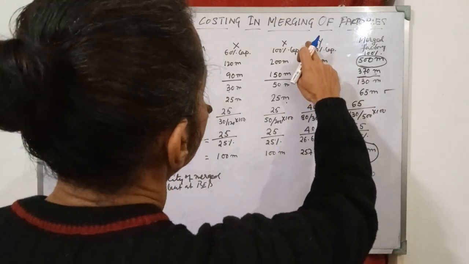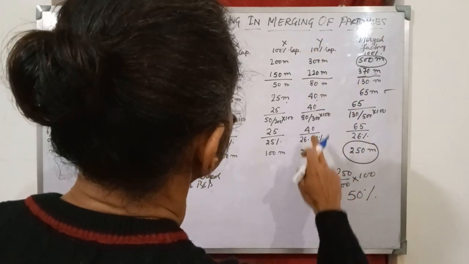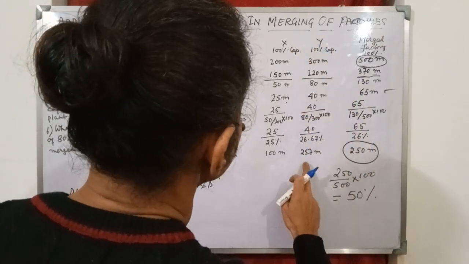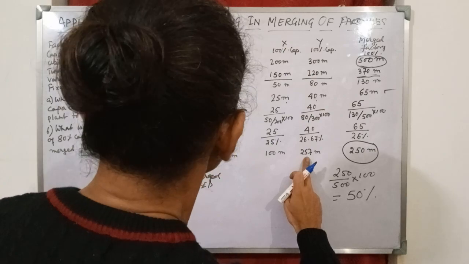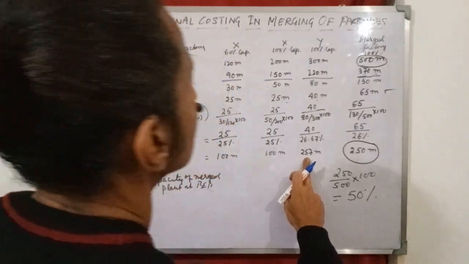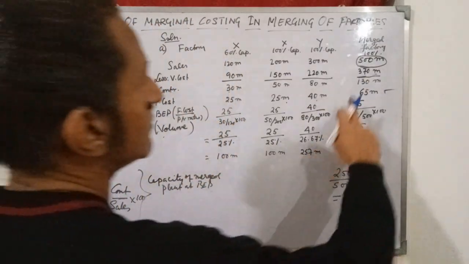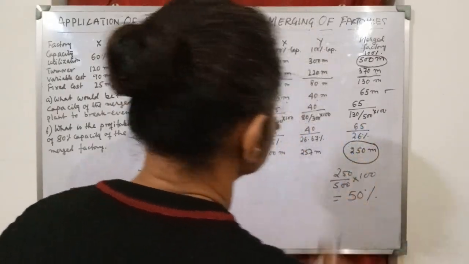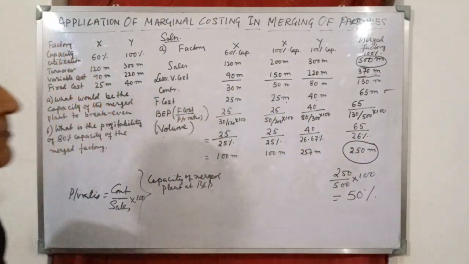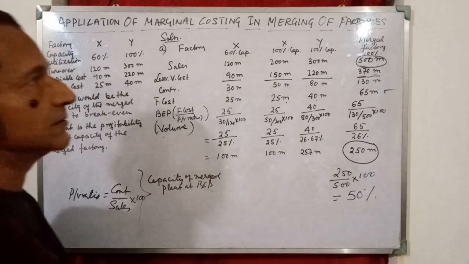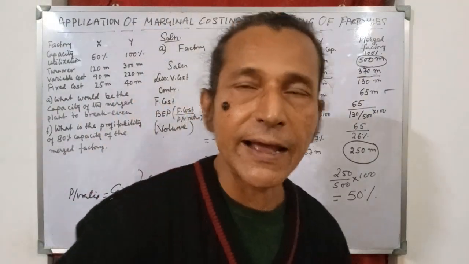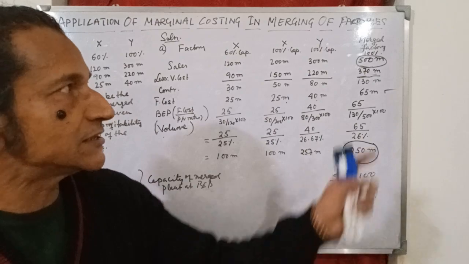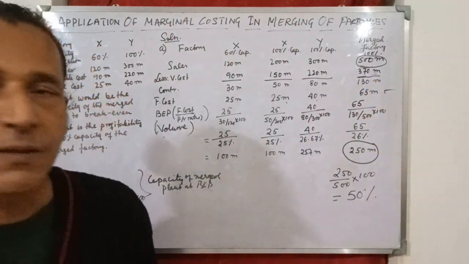And BEP of factory Y at 100% capacity is 257 million, and the break-even point of the merged factory is 250 million. So when the merged factory is operating at 100% capacity, its turnover is 500 million.